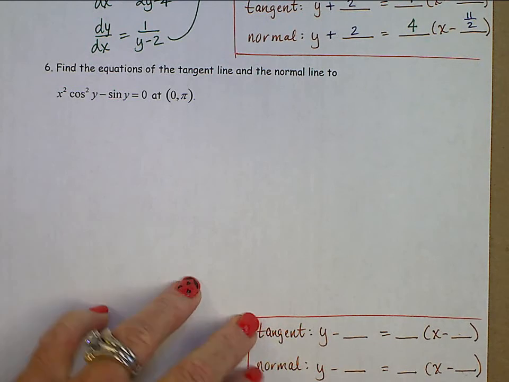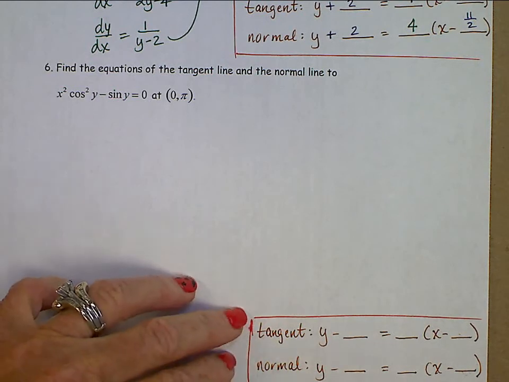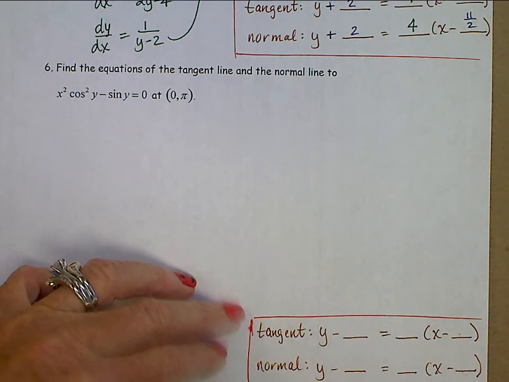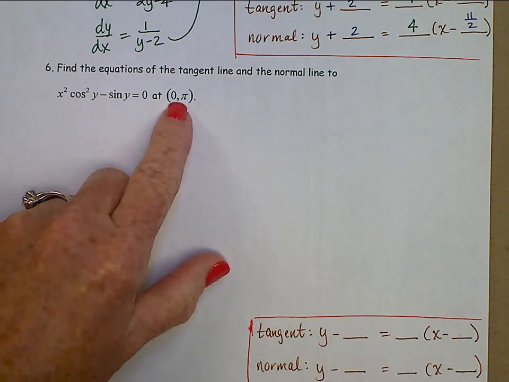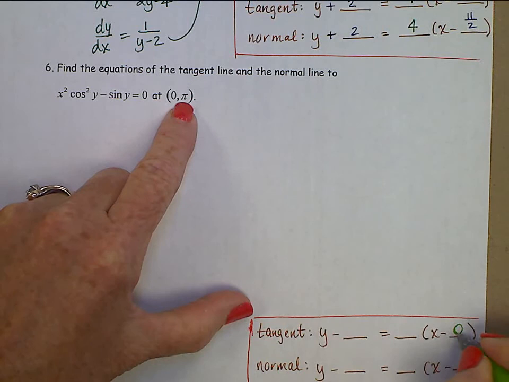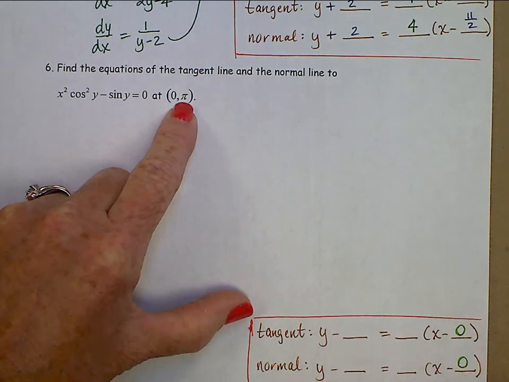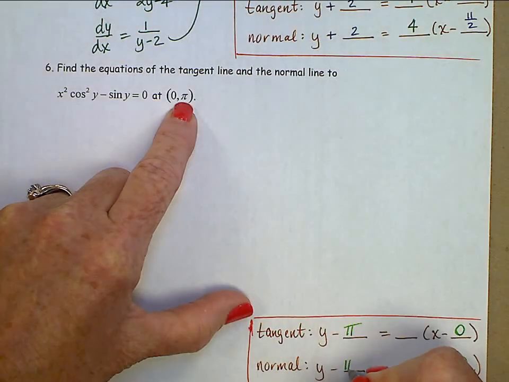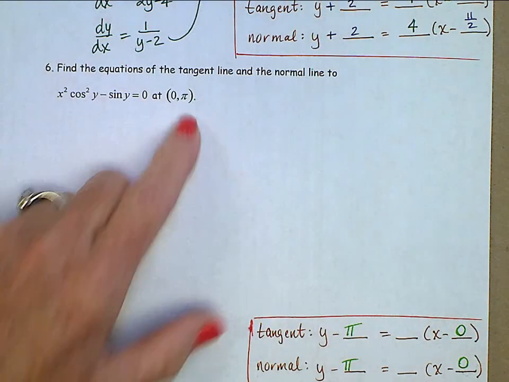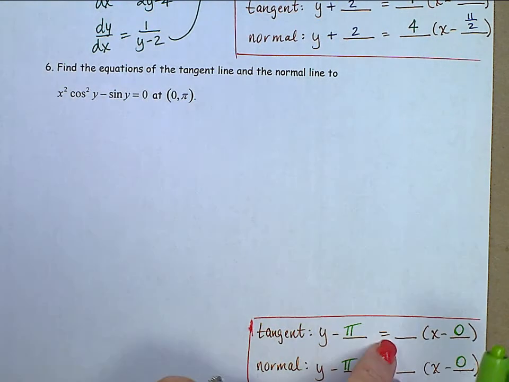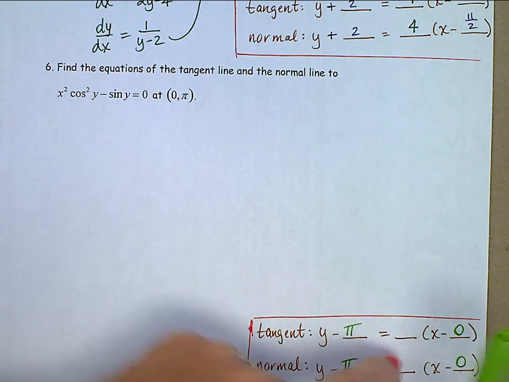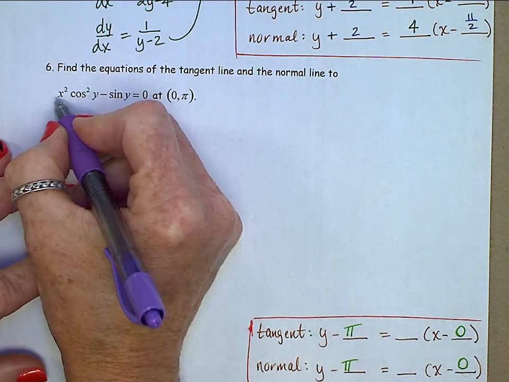All right, let's see, what information did I tell you? I gave you the whole point, (0, pi). 0 for the x's, pi for the y's. All we have to do now is to find dy/dx. Find that derivative. So let's start right up here.